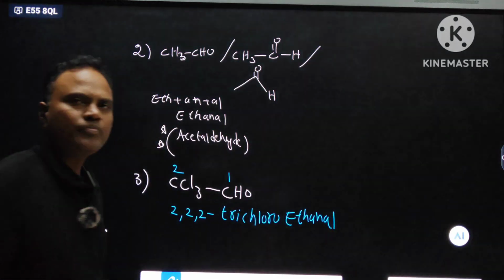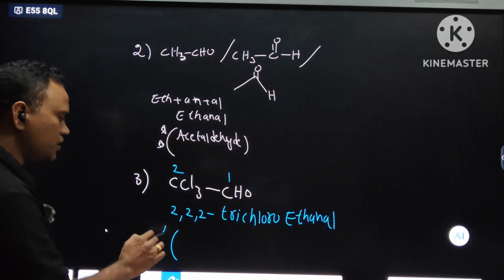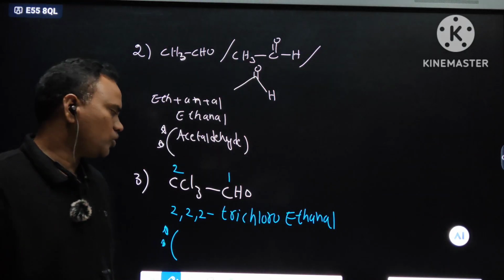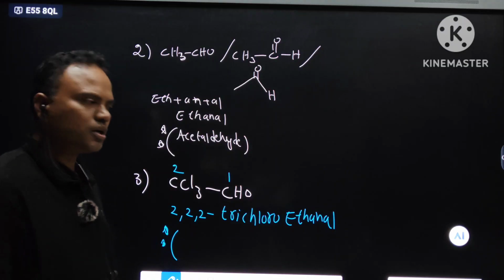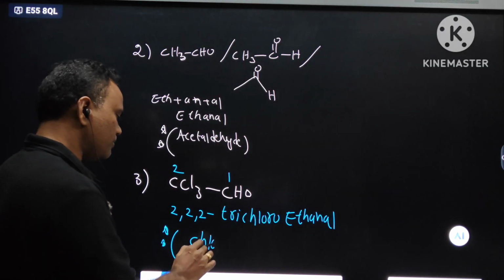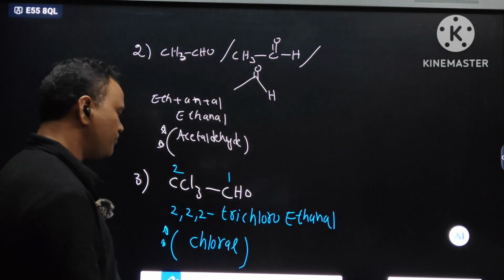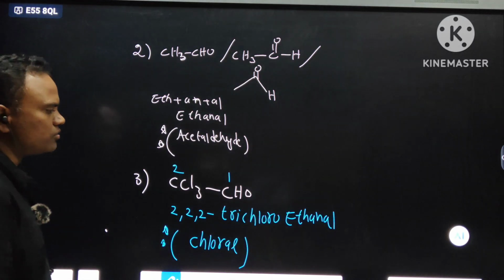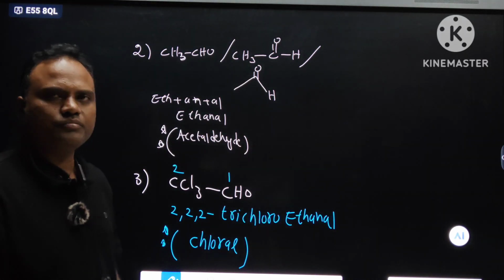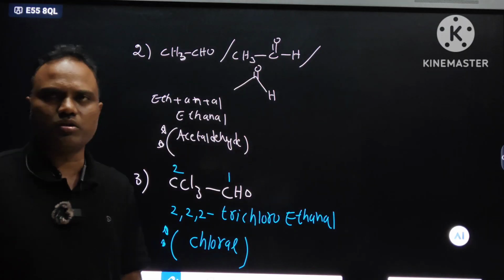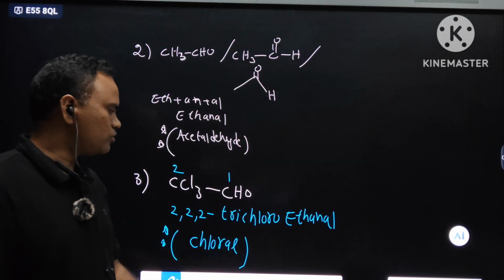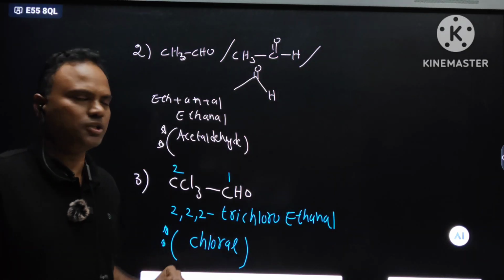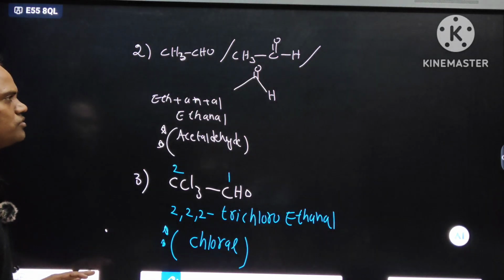Trichloroethanol, all. Its common name is very important. Its common name, trichloroacetaldehyde, or also called chloral. Very important common name, chloral. Chloral is trichloroacetaldehyde, 2,2,2-trichloroethanal. Simply chloral. Chloral is an important common name. Clear? 3 compounds are over.